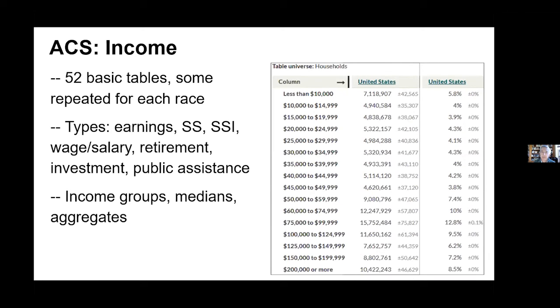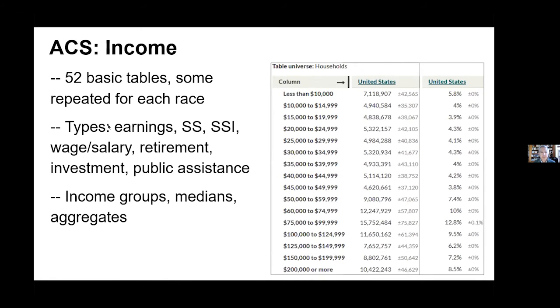Okay, so ACS has 52 basic tables, some of them repeated separately by race on income. Here's an example of this: a basic income breakdown into 5 categories. This is just the United States totals of households by income category, but there's a separate version of this table that breaks it down for Hispanic people and Black people and American Indian people in the United States, but you can also get the same detail down to state and local levels. So you can look just at the Hispanic households in Albuquerque or something like that.